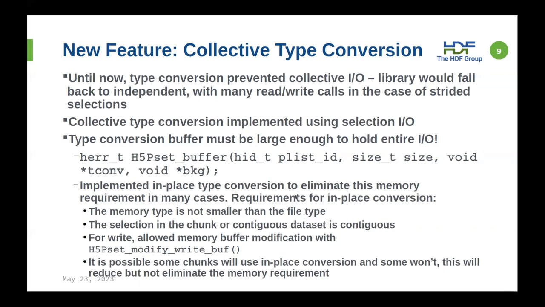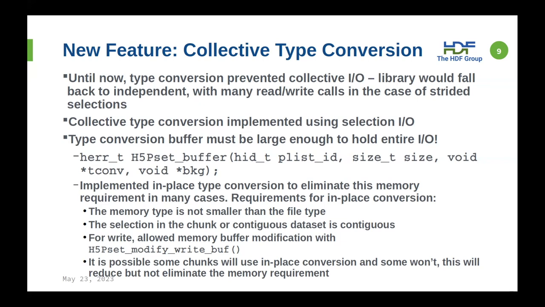If you're doing a write operation, because we need to be able to modify the write buffer, since we're changing the bytes around to do the conversion, you need to explicitly say that you're allowed to modify the write buffer with the H5Pset_modify_write_buf call. Otherwise, the library does not modify the user's write buffer data, as a core principle for IO in general. So we're making you call this to explicitly say, yes, you can modify the write buffer, even though it's passed as const, to allow us to save memory.